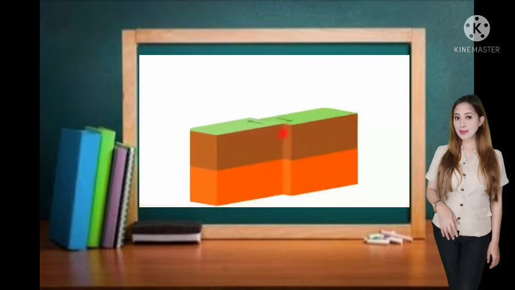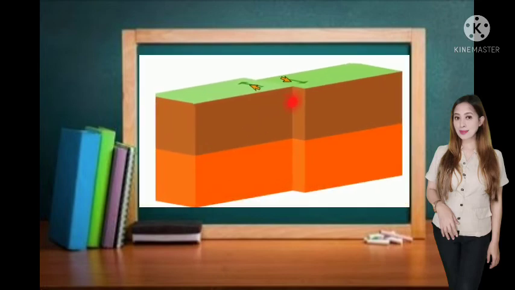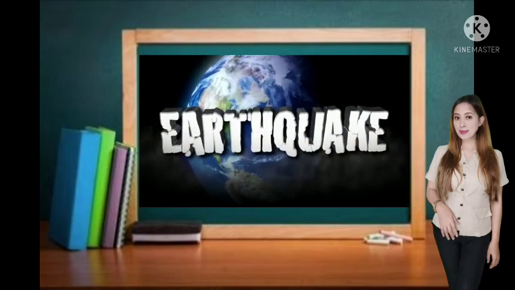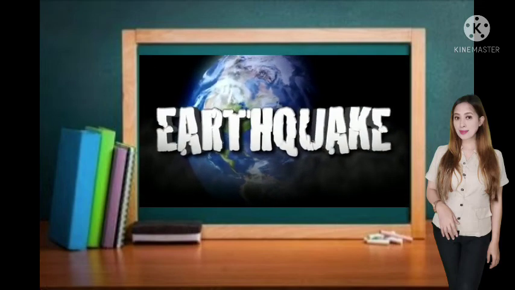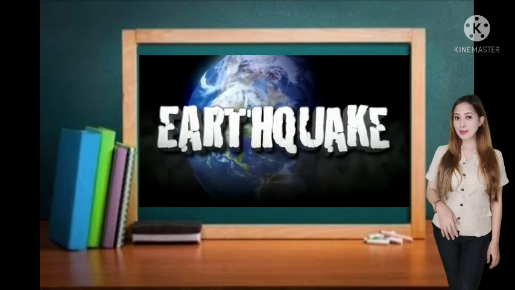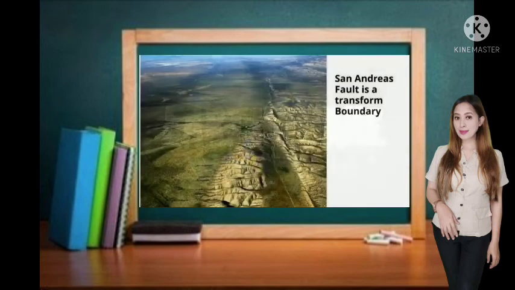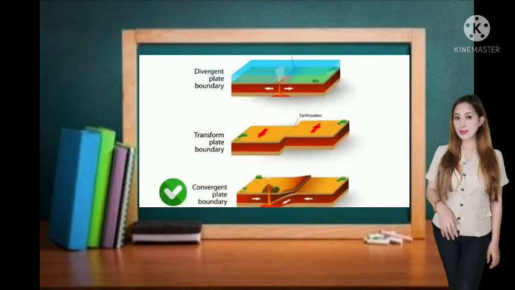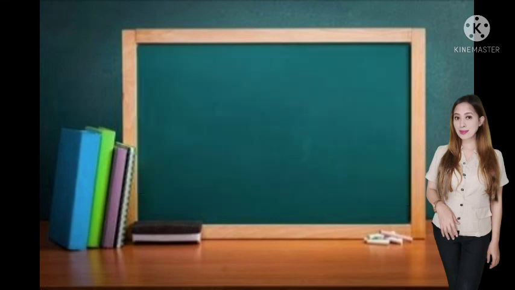Finally, transform boundaries, which are the 3rd type of plate boundaries, occur where 2 plates slide past each other. When the plates move next to each other, they do not go along smoothly. They scrape each other, and this can be felt as an earthquake. Unlike the other boundaries, transform boundaries do not produce magma. The San Andreas Fault in California is an example of a transform boundary. So there we go. We have the 3 types of plate boundaries: the convergent, divergent, and the transform boundaries.